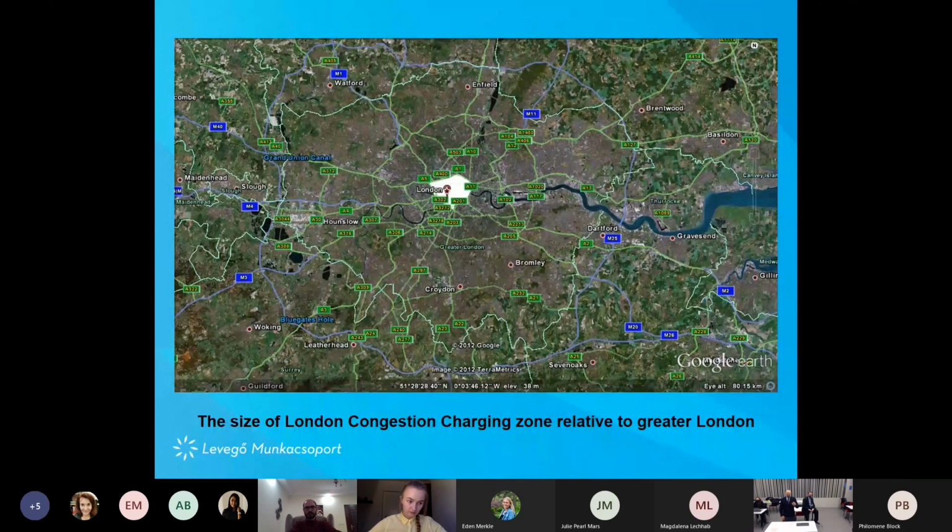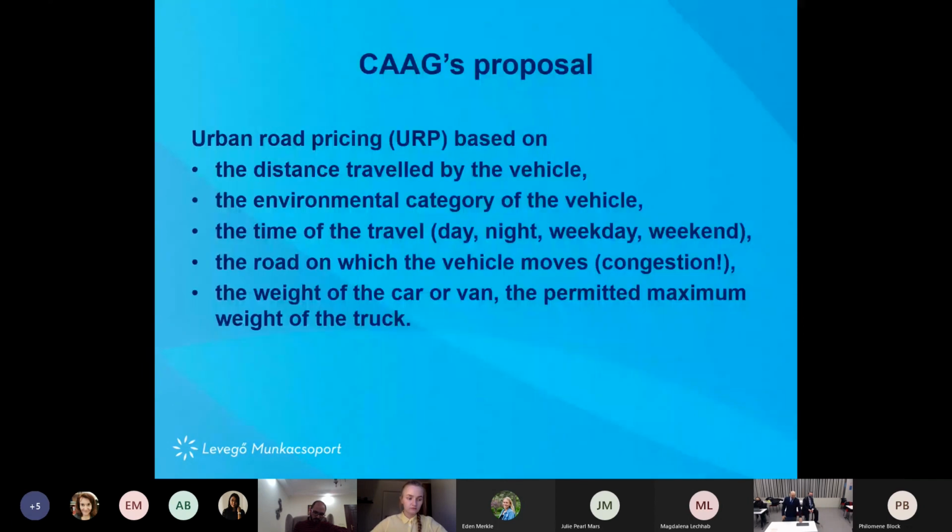Congestion was reduced in this central, and air pollution was reduced in this very, very small central area, but in all other places it increased, especially around this congestion zone, so it's not a good solution.